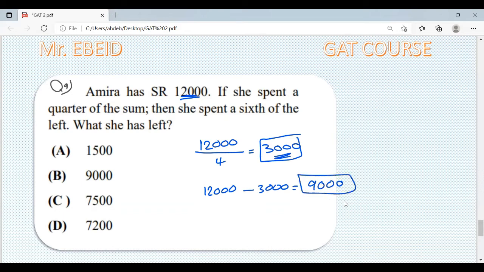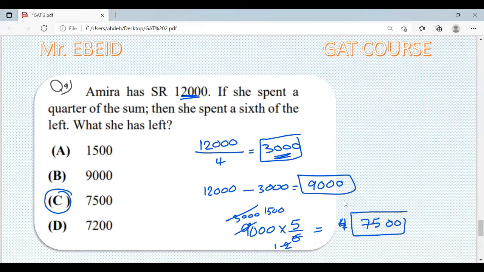After that, she spent a sixth of the left. So we multiply 9,000 times 5 over 6. Divided by 3 equals 3, divided by 3 equals 3. So we have 3,000 here. Divided by 2 equals 1,500. So we will multiply 1,500 times 5.